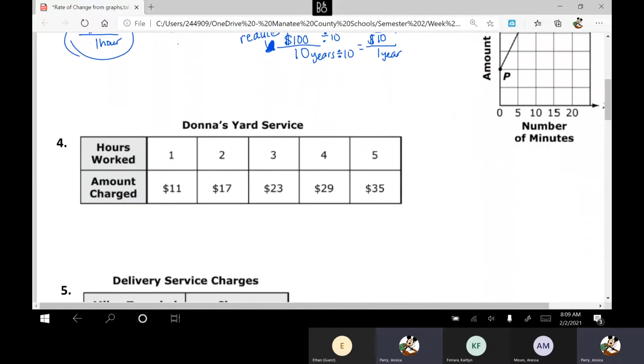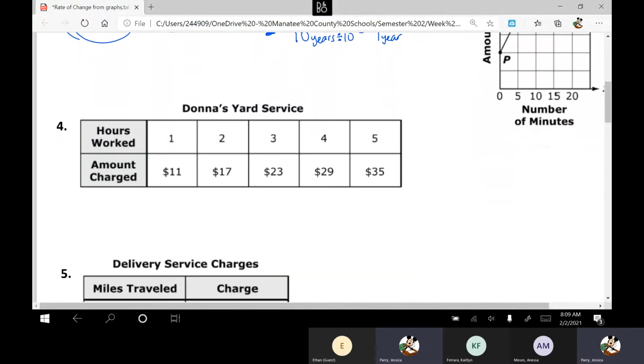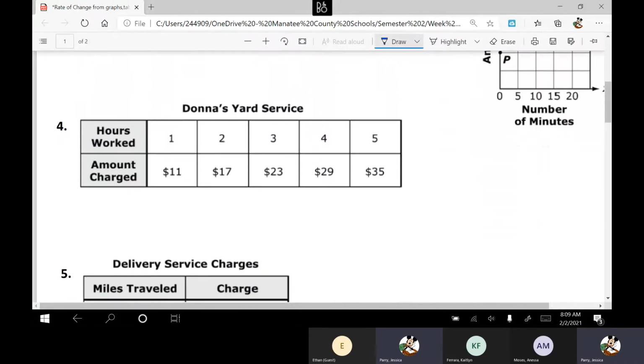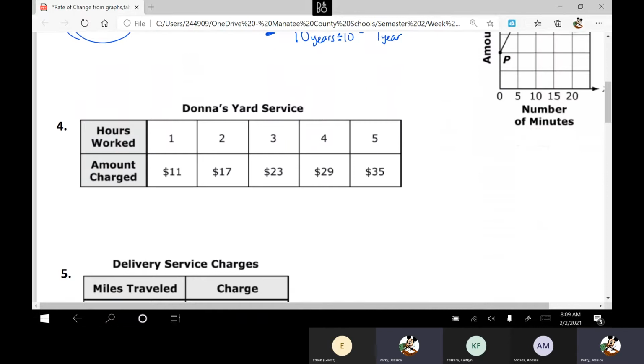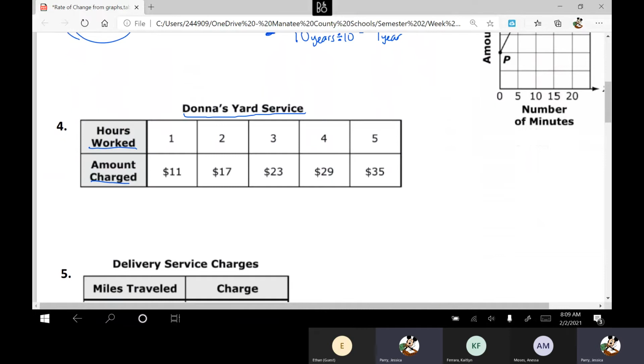So going on to the next one here, number 4. So this is our table. These ones are going to be probably a little bit more challenging at first, but then they're just pretty much the same thing. So we have Donna's yard service, we have our hours worked, and amount charged. You could put this in a graph, like we just looked at our graphs a minute ago, and then find pretty much your slope from there. But we could also do it from just looking at the information in our table.